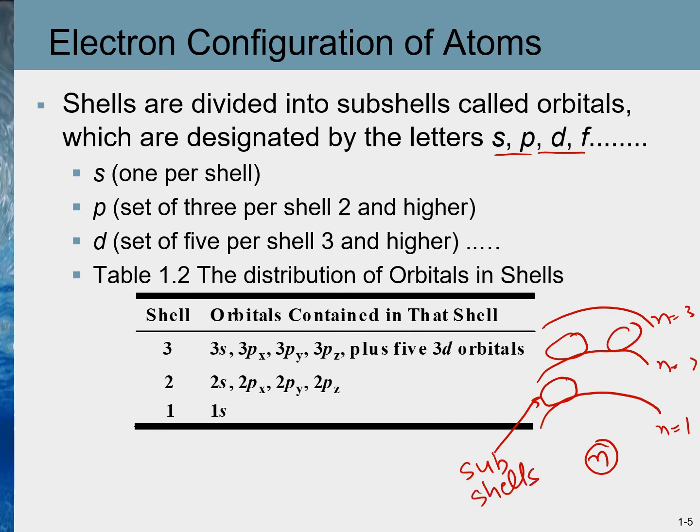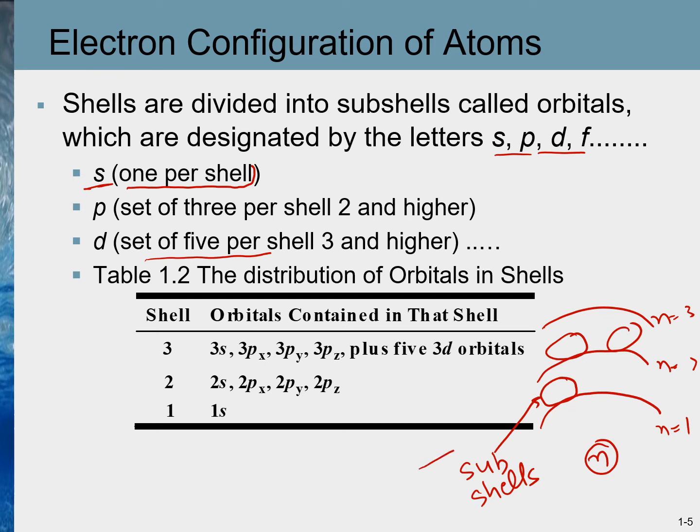Now inside the subshells, electrons are found in orbitals. There are 4 kinds of subshells. In the S subshell we have only one orbital present, that's called the S orbital. So there is one S orbital. For P, there are 3 P orbitals, and each of those is known as a P orbital, and D has a set of 5 orbitals.